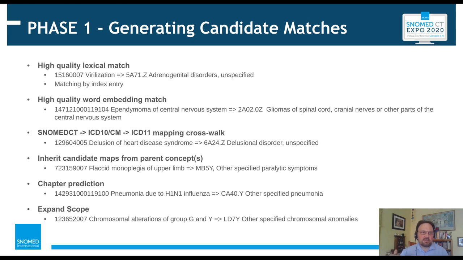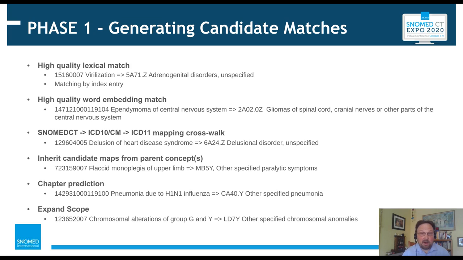There's a point at which less specific codes stop being used and more specific codes wind up being used as you go down the hierarchy. But it's not always clear exactly where that happens, so being able to consider the more general cases is useful and valuable. And then finally, here's a case of just a chapter prediction link. This pneumonia due to H1N1 just links to other specified, because the C chapter is the one that's in scope for the prediction of the SNOMED concept on the left.